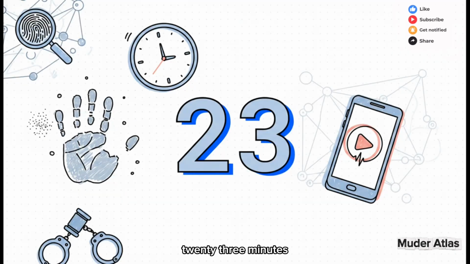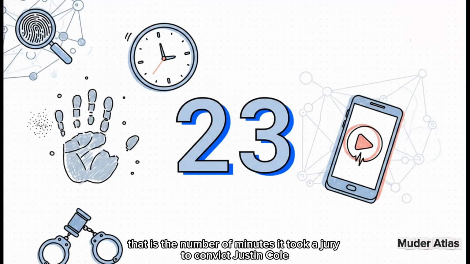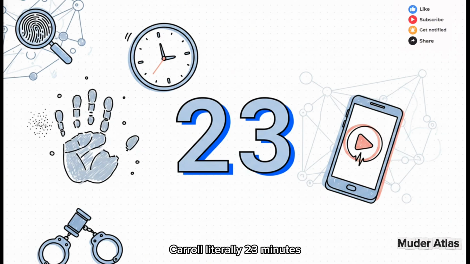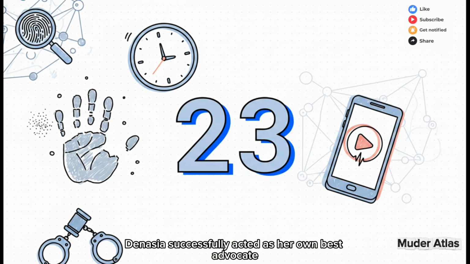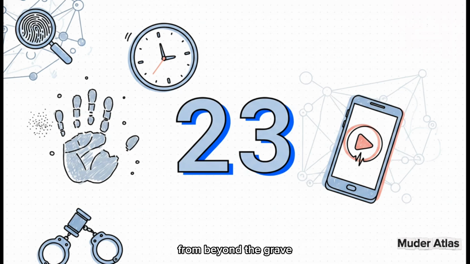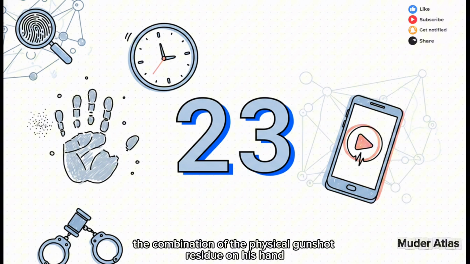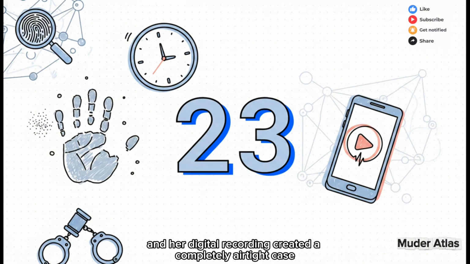23 minutes. That is the number of minutes it took a jury to convict Justin Cole Carroll. Literally 23 minutes. Because of that time-stamped video, Denasia successfully acted as her own best advocate from beyond the grave. The combination of the physical gunshot residue on his hand and her digital recording created a completely airtight case.